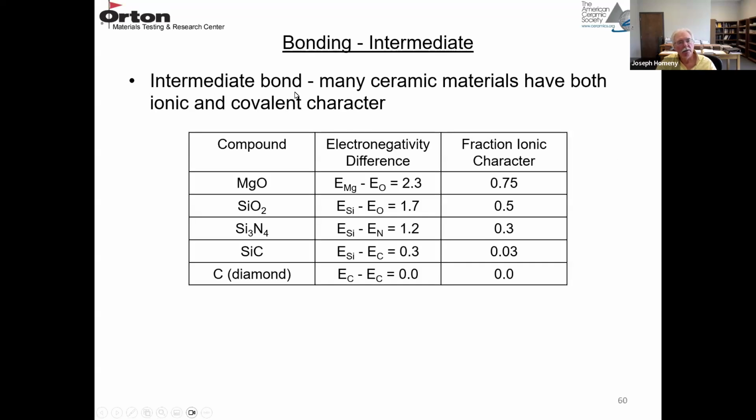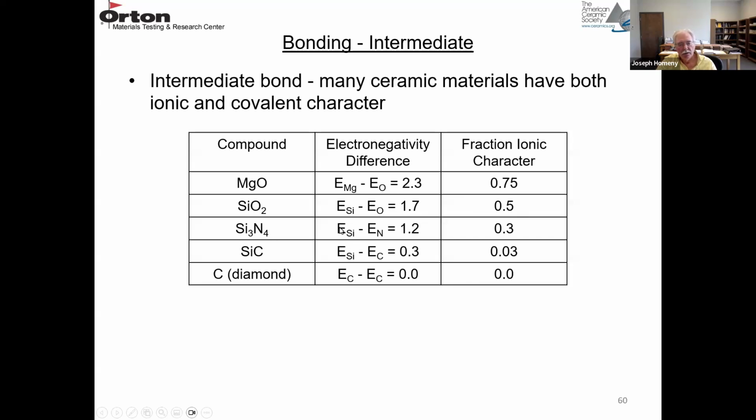The intermediate bond is a bond between ionic and covalent character. And this is the case for most of the materials that we're going to deal with. So MgO, if you look up the electronegativity values, E of Mg minus E of O is 2.3. And if you look on that chart, the table I showed for ionic character, it's about 75% ionic. SiO2, E of Si minus E of O is 1.7. That's about 50% ionic character.